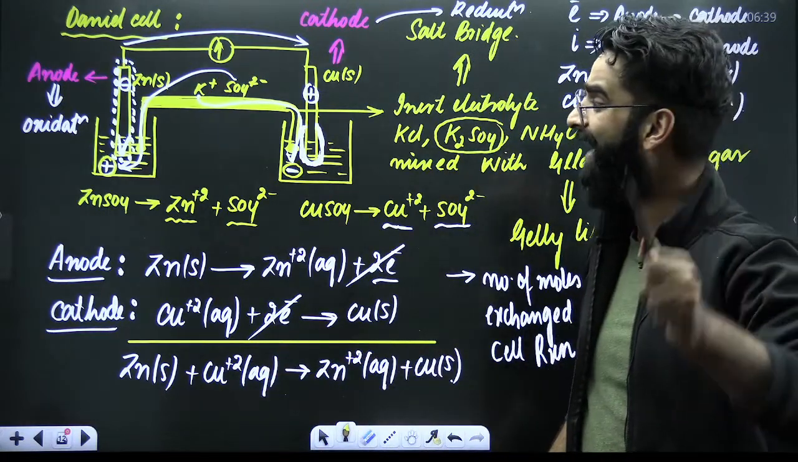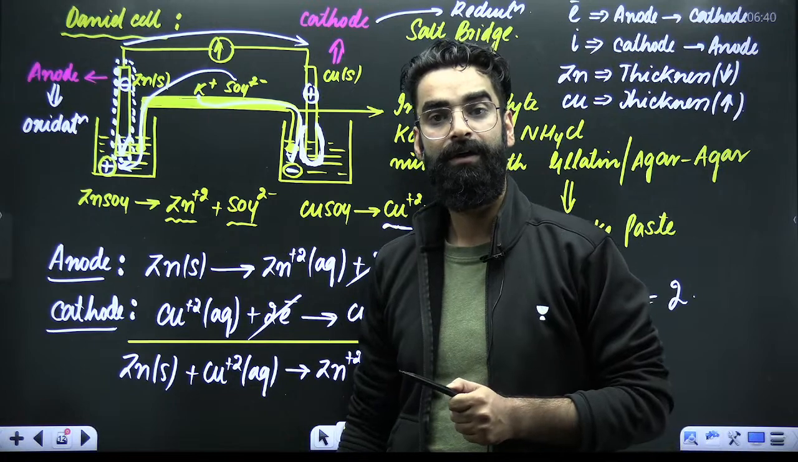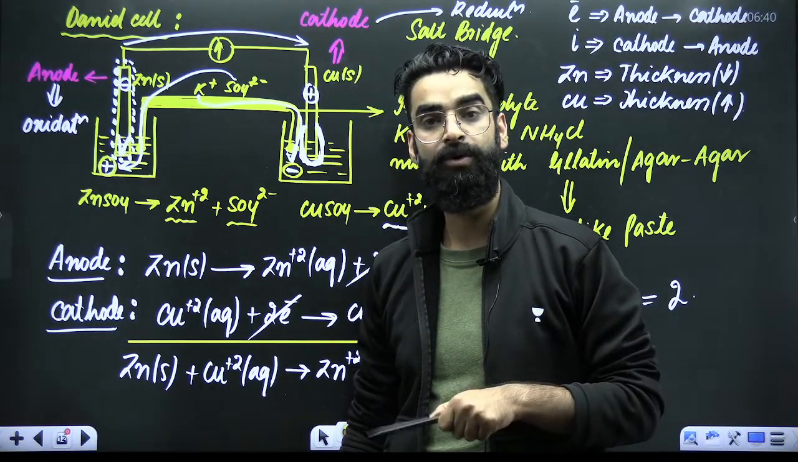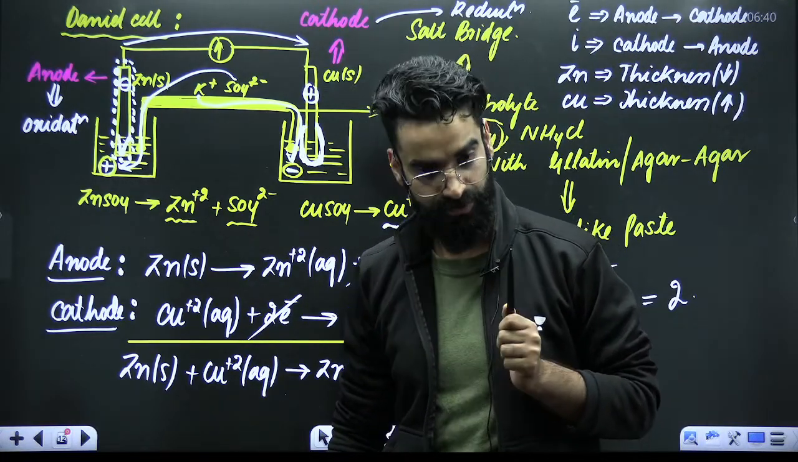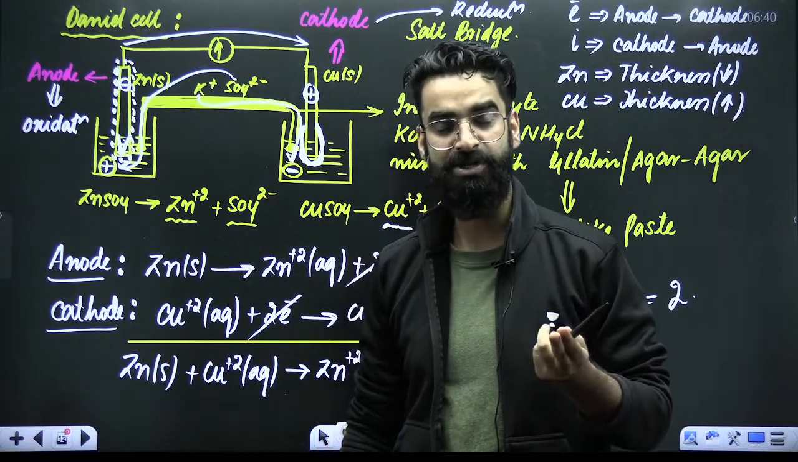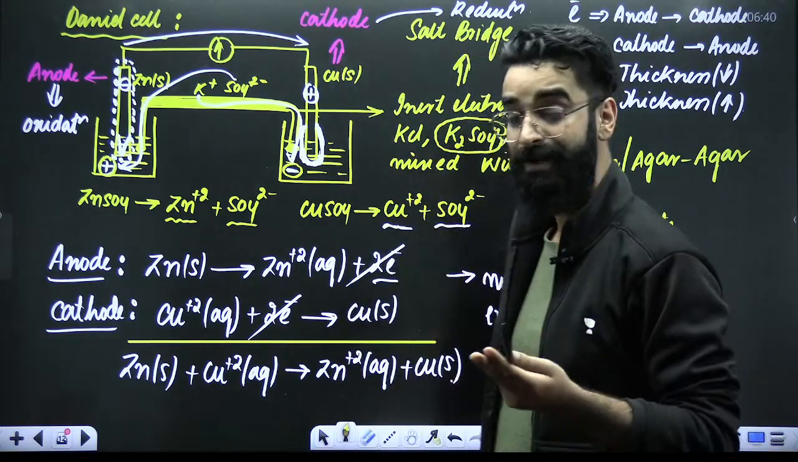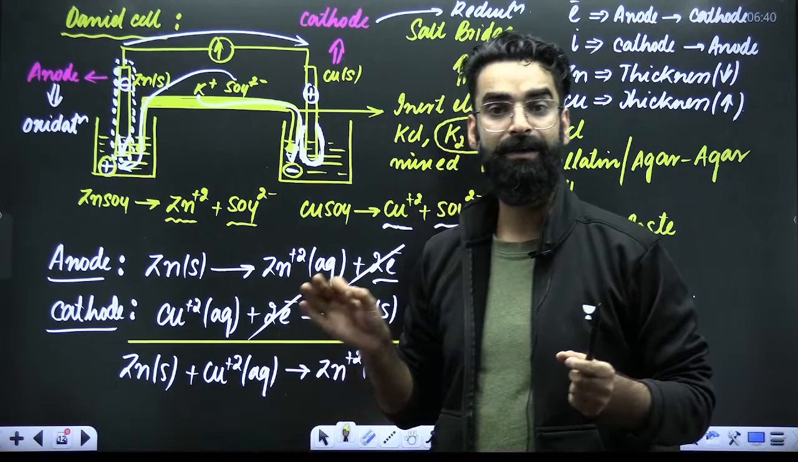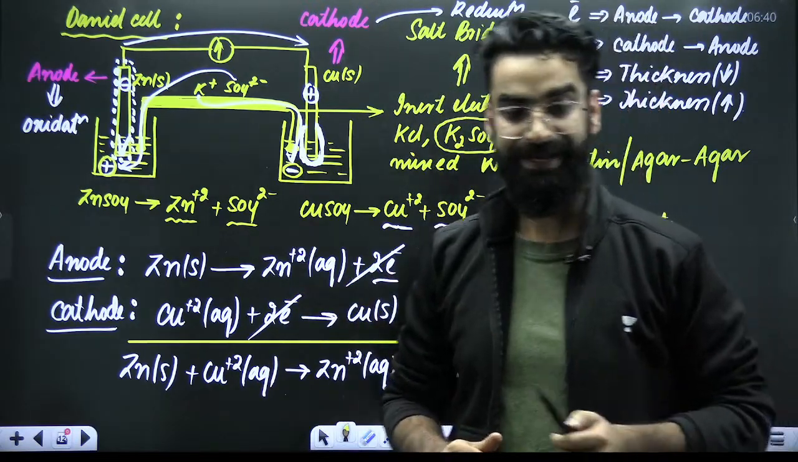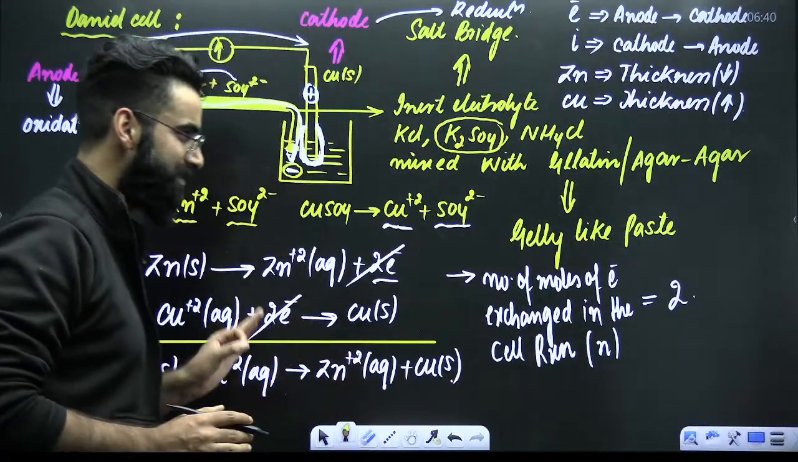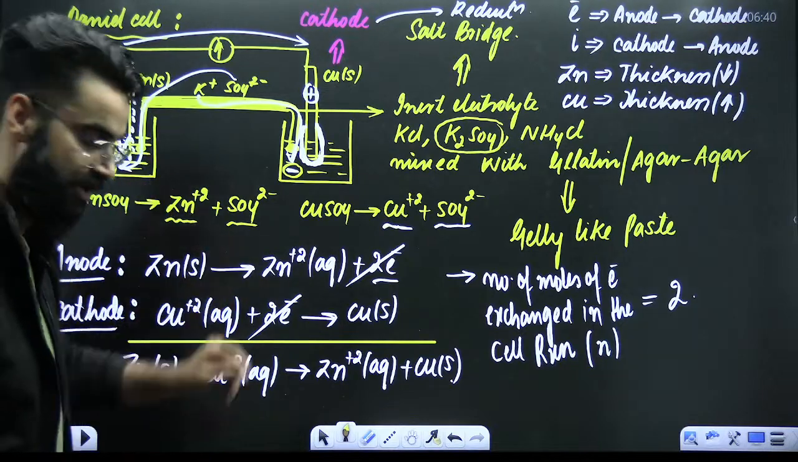So you'll be using that type of inert electrolyte whose cation and anion mobility will be the same, number one. Number two, what should be there? The ions of the inert electrolyte should not participate in the net cell reaction. I hope this is super, super clear to everyone.